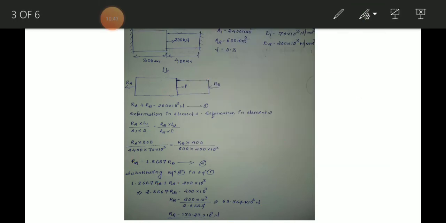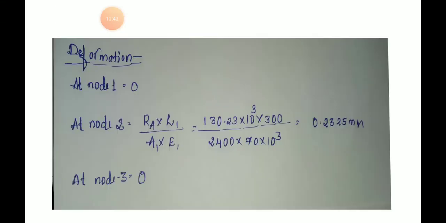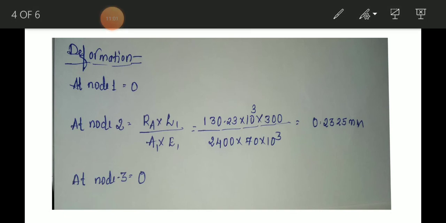Now once you calculate the value of RA and RB, next you have to calculate the deformation. As per the problem, node 1 and node 3 are both fixed, correct? So we have to find out only the deformation at node 2. So find out RA, that is reaction at A, L1, A1, E1. Even you can take RB also, but when you take RB, you have to take L2, A2, E2. You will get the same answer.